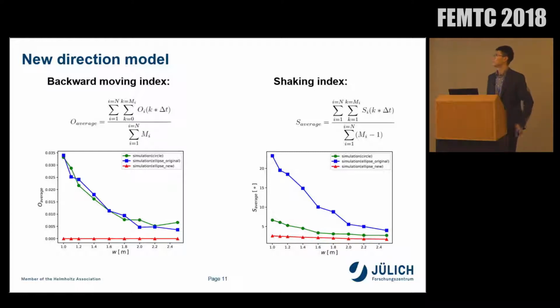And another index is the turning index, which is used to describe the average turning scale of pedestrians in the simulation. And from this figure, we can say that the dynamical ellipse will increase the turning scale of pedestrians compared with using a circle. And our new direction model can decrease the turning scales.